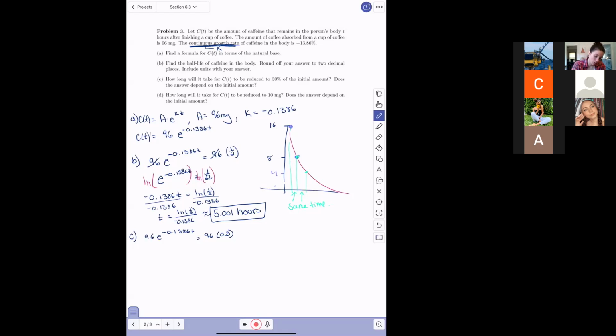Okay. What's our first step here? Divide by 96 on both sides. Good, divide by 96 on both sides, so we're left with e to the power of negative 0.1386t is equal to 0.3. Okay. Now from here, what's the next step? Divide by 0.1386. Careful, there's one more step in between. Take the natural log of both sides. Yeah, perfect. Take the natural log of both sides.